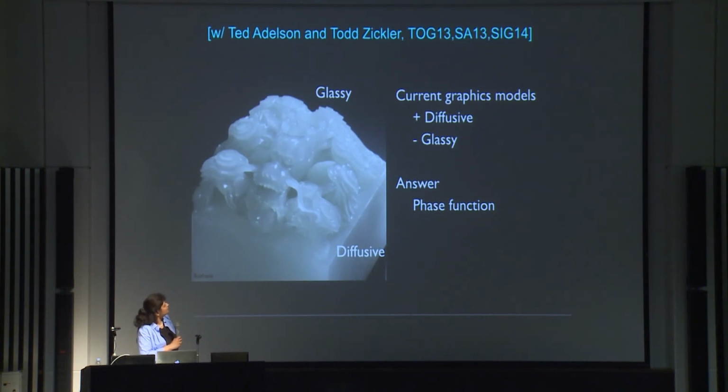So for white jade, here's an example that was an inspiration to us. This is a Chinese emperor's seal. And computer graphics does a pretty good job of producing the base, which kind of looks like marble and is very diffusive, and we have great algorithms for that.